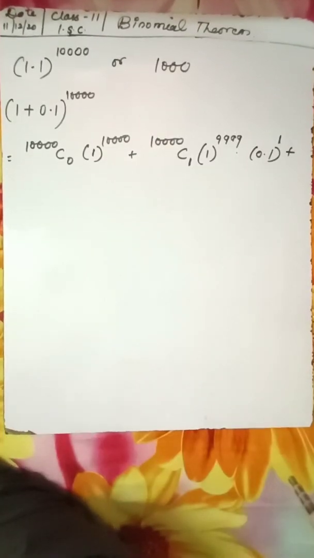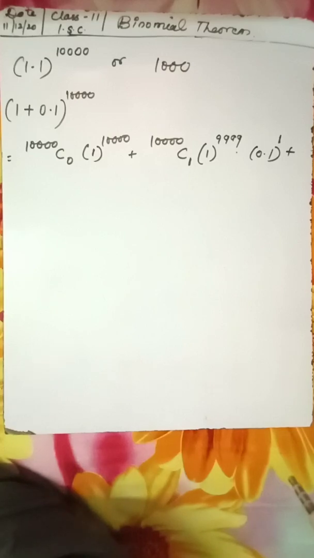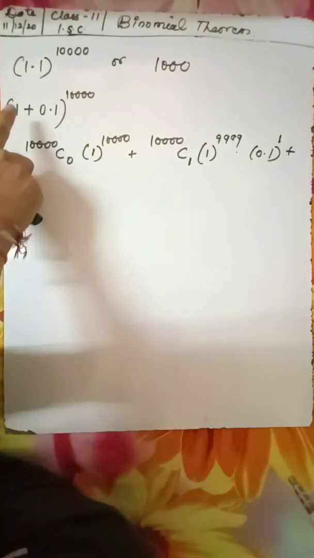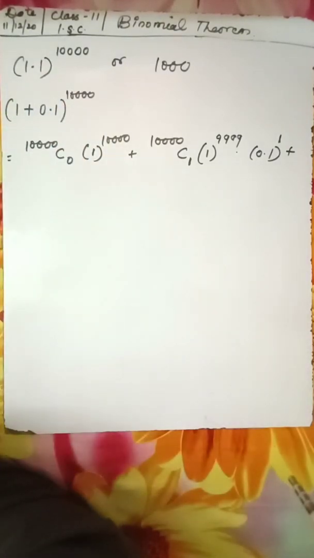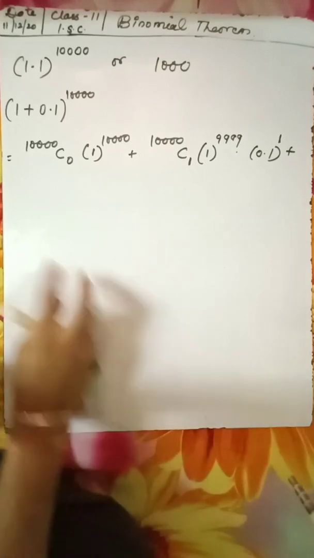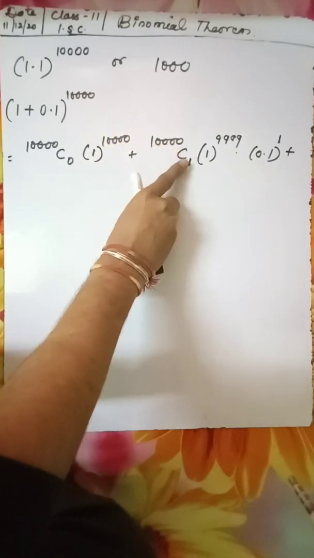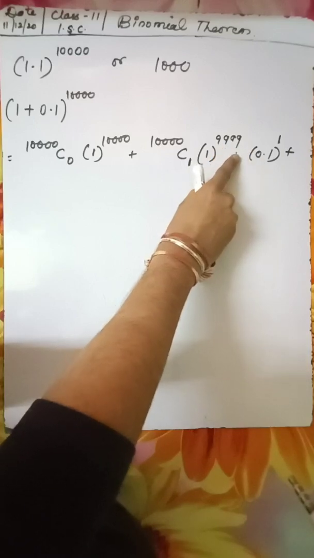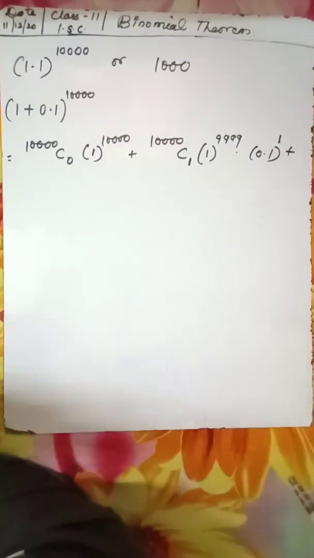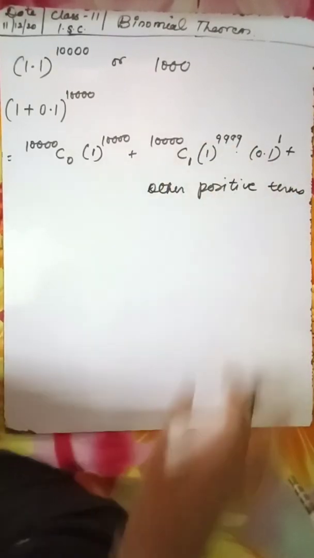All right, let us take this question. This question says: which number is larger, 1.1 to the power 10,000 or 1000? Let us do this question by using the binomial theorem. We can write 1.1 as 1 plus 0.1 to the whole power 10,000. Now how will we expand it? Don't think that we'll be expanding up to 10,000. Just one or two starting terms will do. That is 10,000c0, 1 to the power 10,000, plus 10,000c1, 1 to the power 9,999 into 0.1 to the power 1, because the total power should be 10,000, and plus other positive terms. Let us not find the other terms.